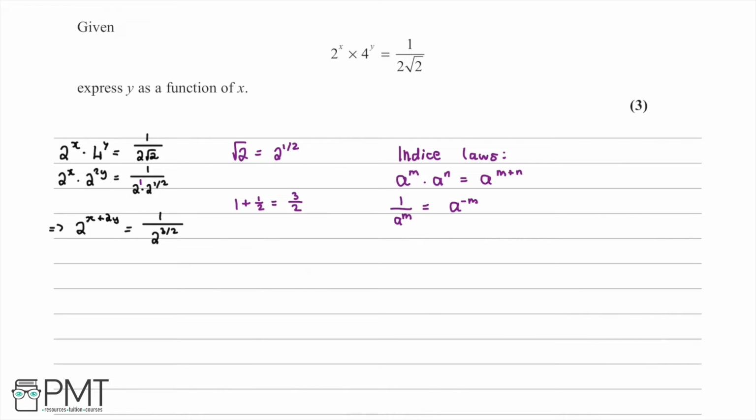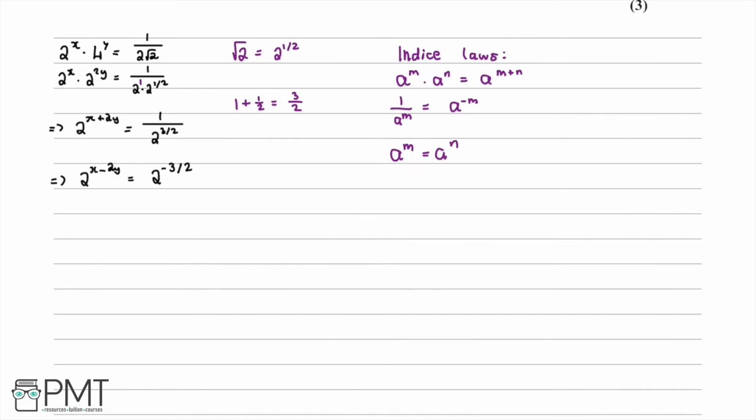So we're therefore going to have our left hand side stays the same, so 2 to the power of x plus 2y is going to be equal to 2 to the negative 3 over 2. So now we have an expression where we have 2 to the power of something and 2 to the power of something. So we know that if we have a to the power of m is equal to a to the power of n, then m is going to be equal to n. So taking this back to what we have, we can see both these exponents highlighted here in yellow. So we can therefore say that x plus 2y is going to be equal to negative 3 over 2.